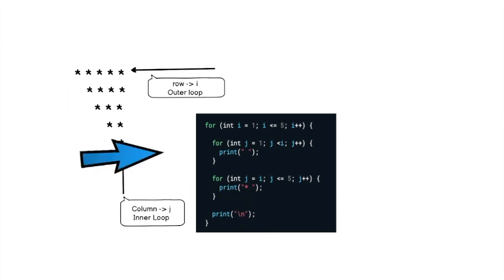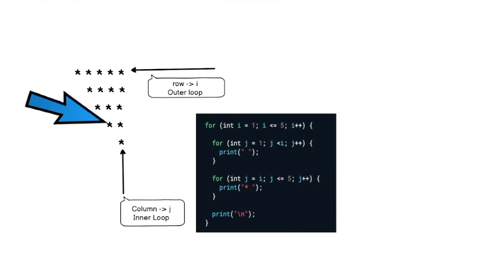On third row, value of I is already 3. So j starts from 3, it goes up to 5 including 5. So 3, 4, and 5. So it will print 3 asterisks, 3 times. And similarly it goes like that.